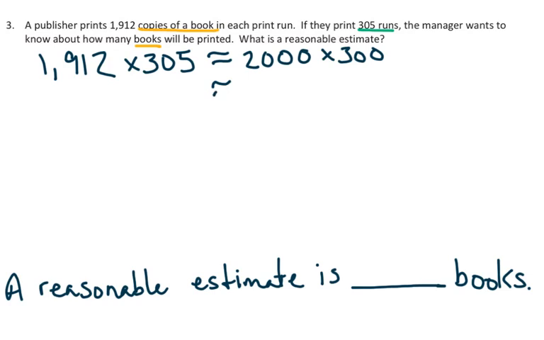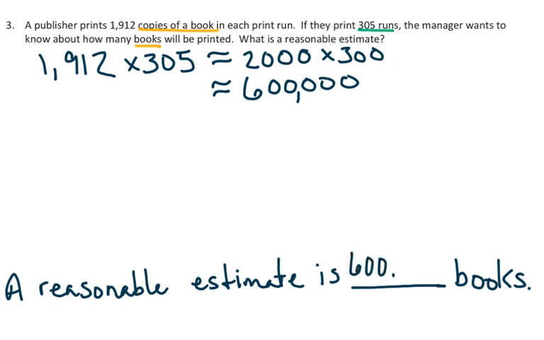The reasonable estimate is 600,000. So that's the reasonable estimate. That's really all the question is asking you for.